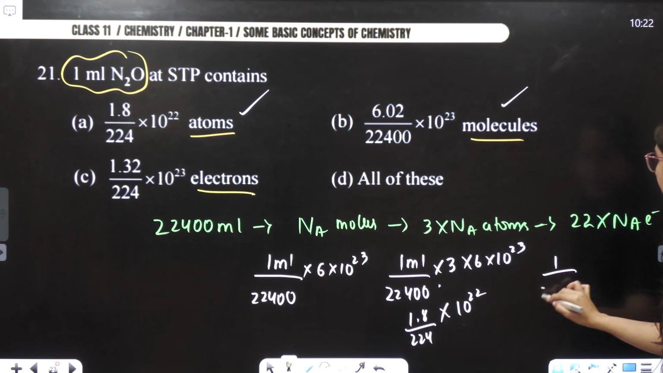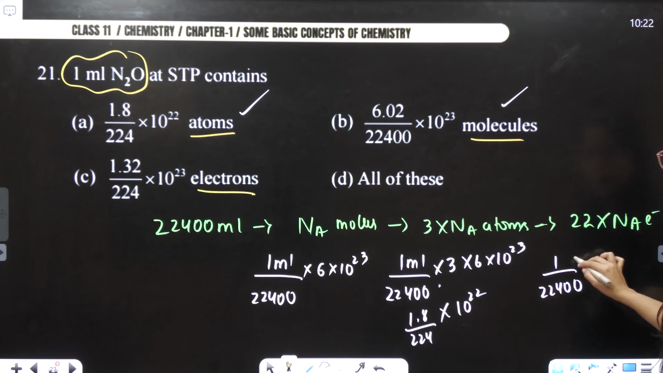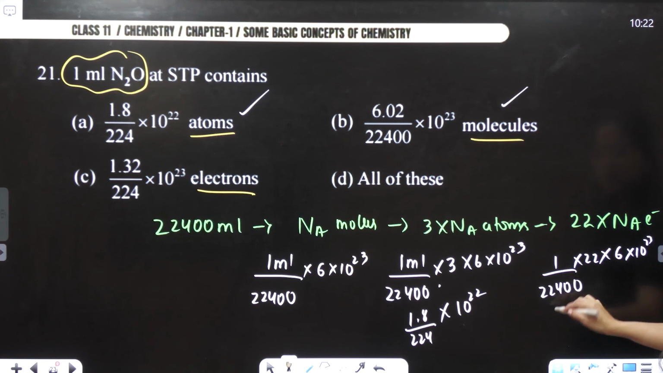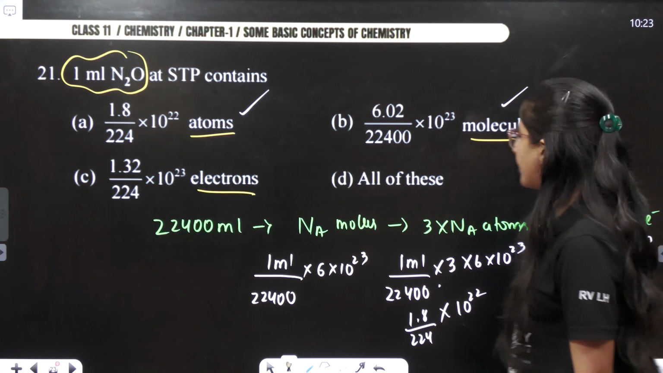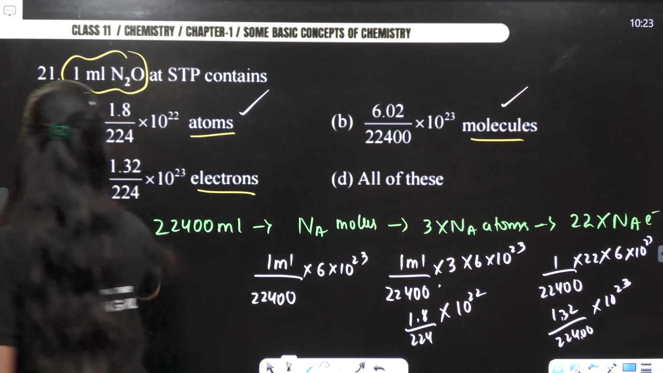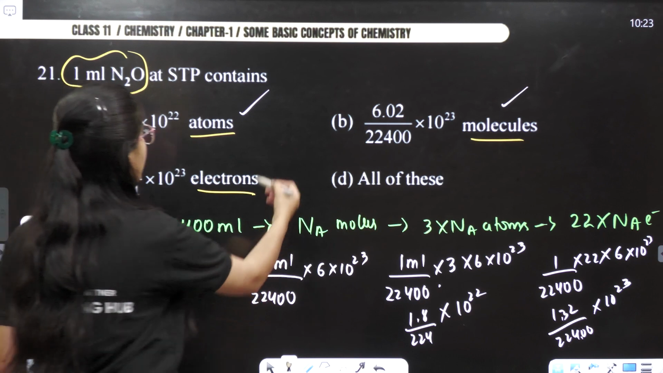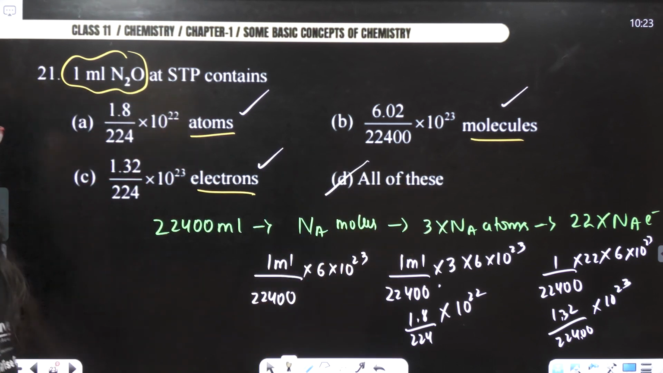Now for this case, how much will it be? 1 divided by 22,400 into 22 into 6 into 10 raised to 23. So how much will it be? 132 divided by 22,400 into 10 raised to 23, and moving the decimal point, 13.2, 22.4. Correct? So option number C is also correct. Therefore all of these are correct options.